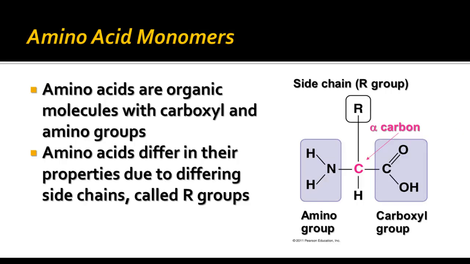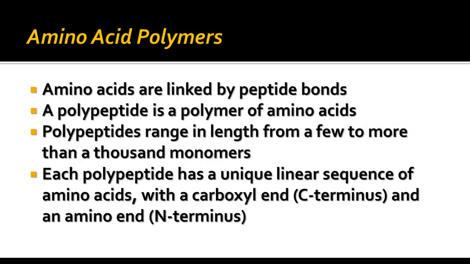And when they go together in the polypeptide chain, they can affect the shape of the molecule by their interactions with each other. The amino acids are linked together by a type of bond called a peptide bond. This is similar to the glycosidic linkage, except it is between the carboxyl group of one amino acid and the amino group of another. The polypeptide, remember, is the polymer of amino acids, and that can range in length from a few amino acids to hundreds or thousands of amino acids put together.